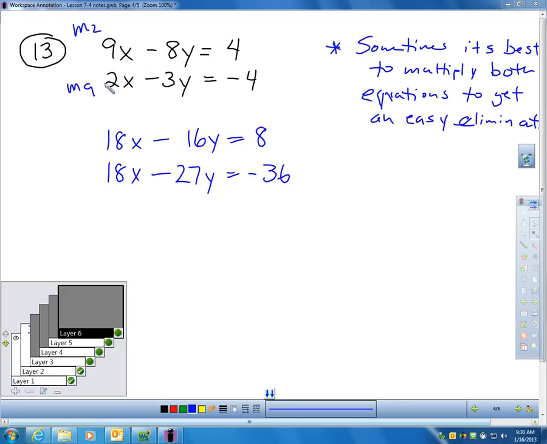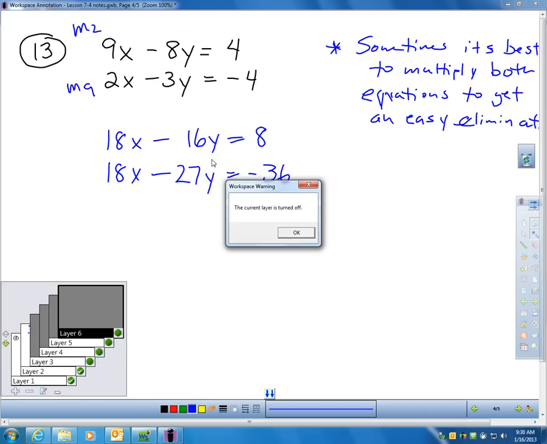I was like, okay, multiplying 2 by a whole number doesn't give me 9. Multiplying 3 by a whole number doesn't give me 8. But here's what I could do. If I take the first equation and multiply by 2, I get 18x. And if I take the bottom equation and multiply by 9, I get 18x. And that's an easy elimination. So that's what I'm going to do.